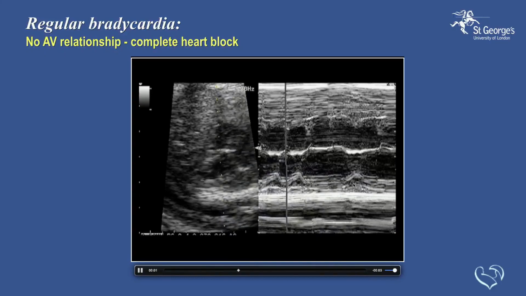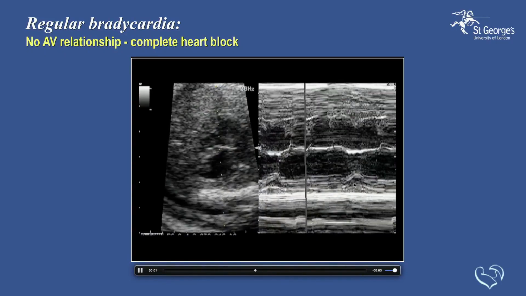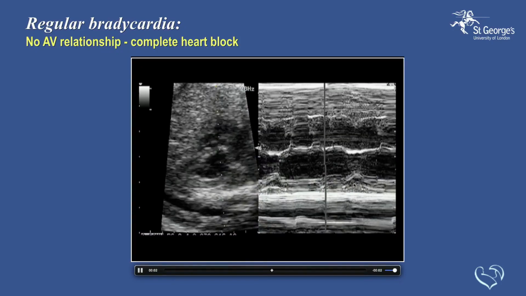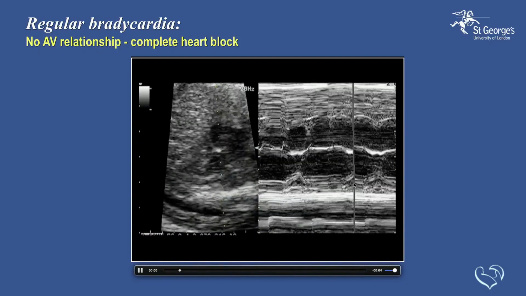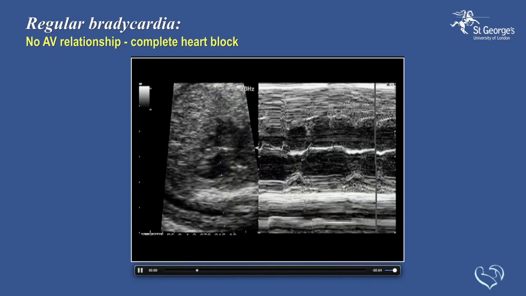So the ventricular rate here is an escape rhythm, and that rate could be as high as 90. I've seen a baby with a heart rate of 90 in complete heart block, and it could go as low as below 40. So it's quite a wide range. Most of the time it's around the 60, 65 mark.